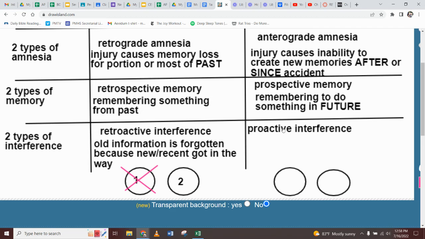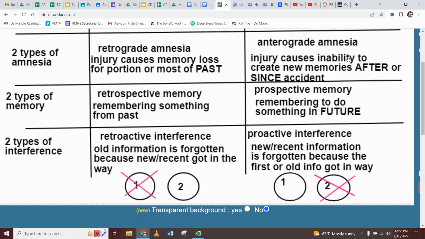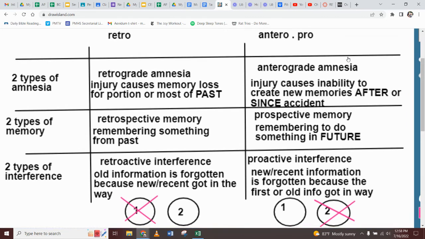And remember, pro really refers to new or more recent. So here, we're going to forget the new or more recent information because the old gets in the way. Okay, keep practicing this and try to come up with examples because that's a way to show you really know something. So, for example, with this one, you forget the stuff from the beginning of the year in a class because you keep learning more and more things and they get in the way. In this one, I always think the example is when I have to make a new password in the very beginning, I keep forgetting the new password because I am so used to doing the old password.